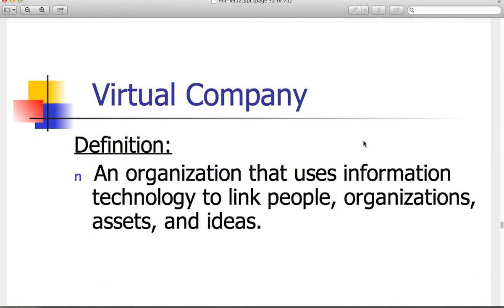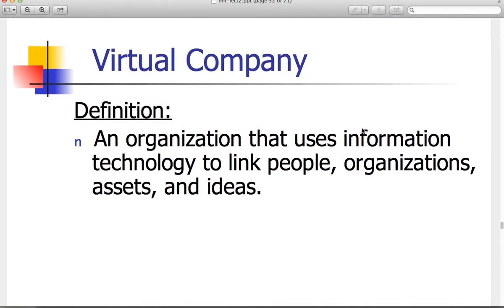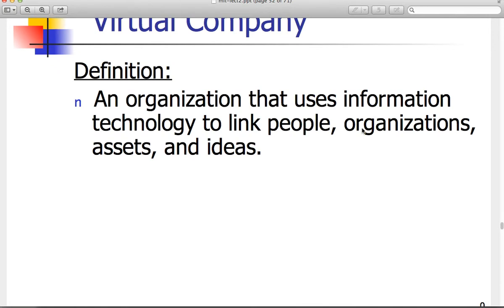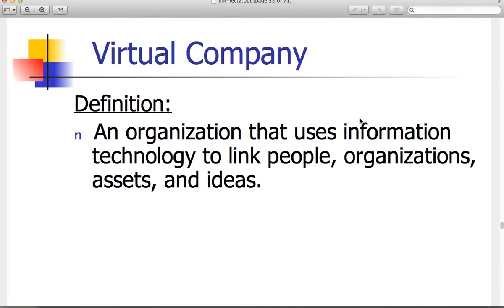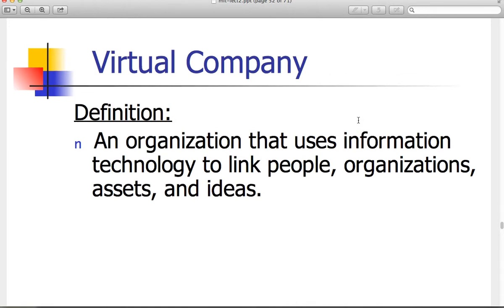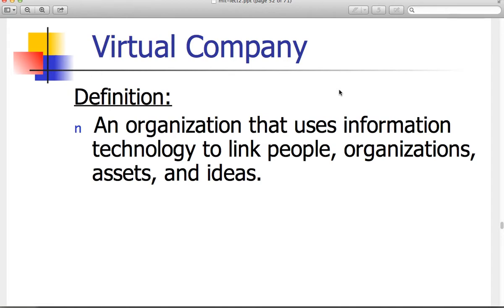So we have this concept of the agile company. It uses information technology to link people, organizations, and assets together. So we have agile production. I'm saying virtual company, but a virtual company is an agile company, by the way. The slide says virtual company on it, I said agile. However, it is basically an extension off of agile. Virtual is not a company that doesn't exist. A lot of people think a virtual company is like e-business. No, the company does exist. The company might have headquarters.